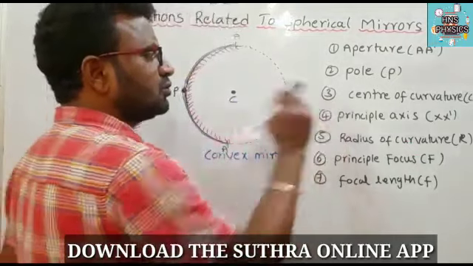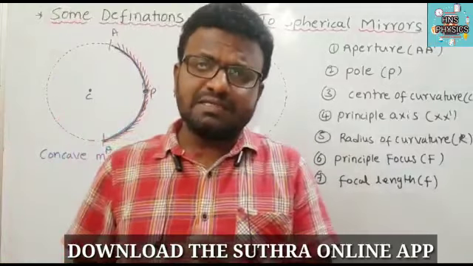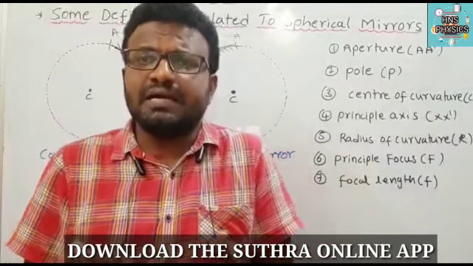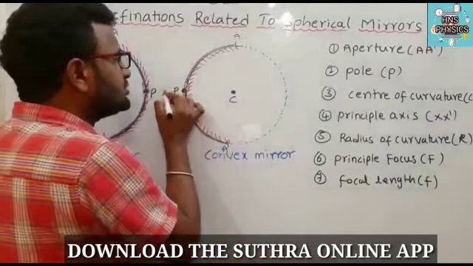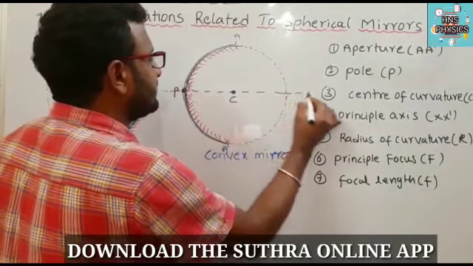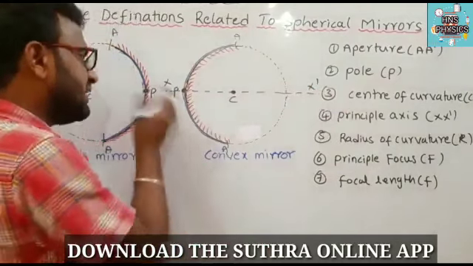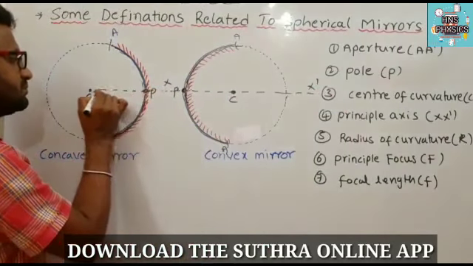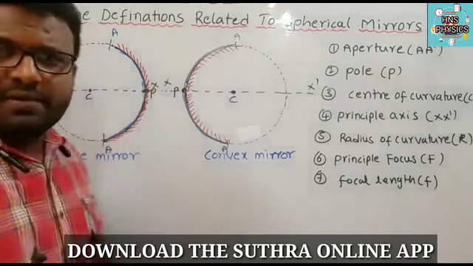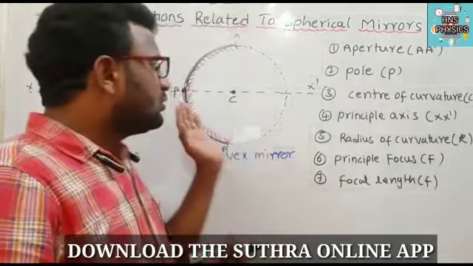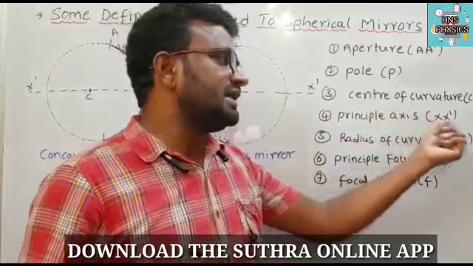Next, the fourth point, principal axis. Principal axis means an imaginary line passing through the pole and the center of curvature. It is the same for the concave mirror also. That line is called the principal axis, denoted by X dash.